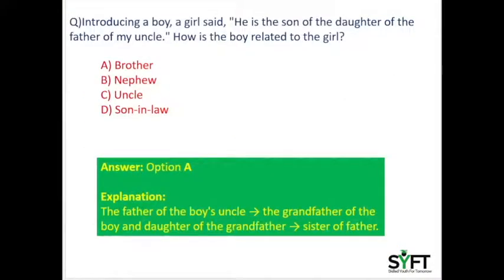Question number 3. Introducing a boy, a girl said, he is the son of the daughter of the father of my uncle. How is the boy related to the girl?